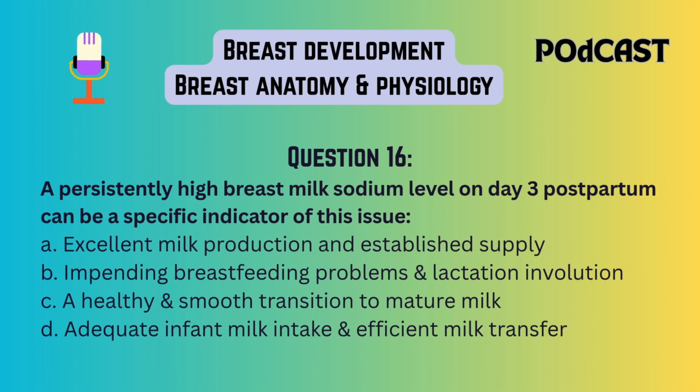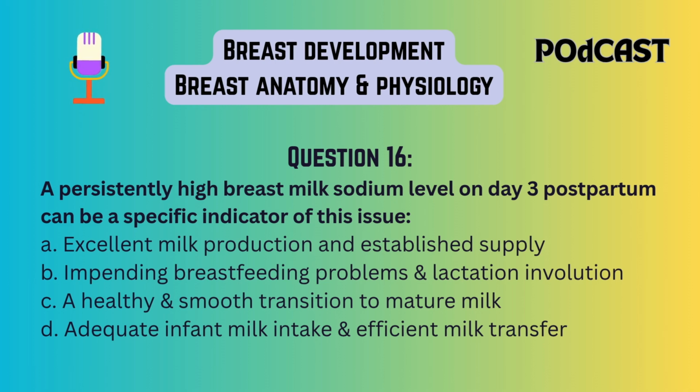A. Excellent milk production and established supply. B. Impending breastfeeding problems and lactation involution. C. A healthy and smooth transition to mature milk. D. Adequate infant intake and efficient milk transfer. The correct answer is B, impending breastfeeding problems and lactation involution.